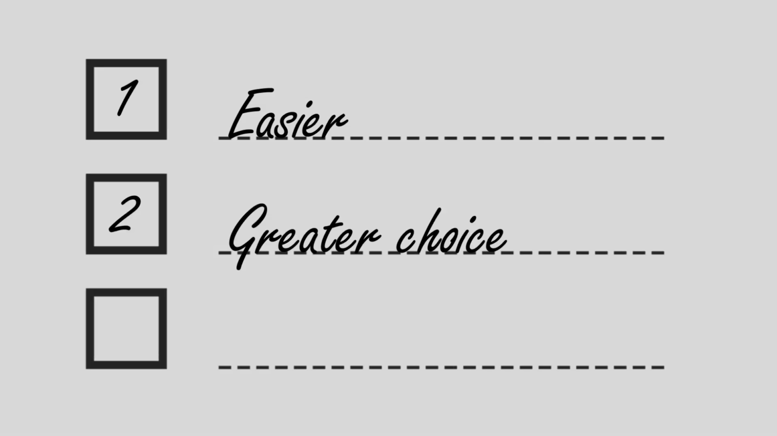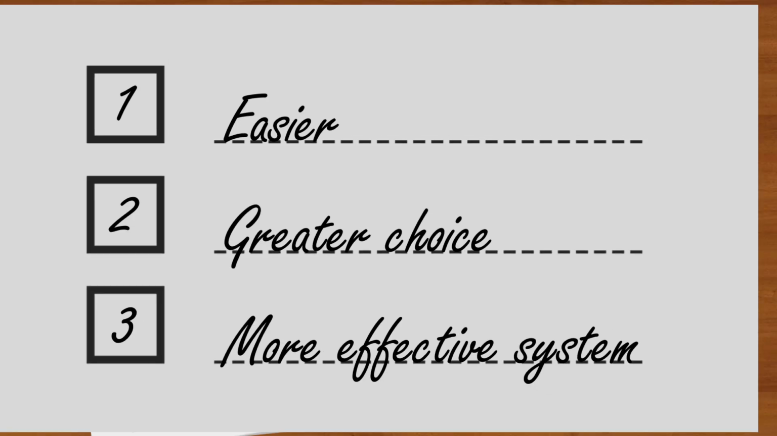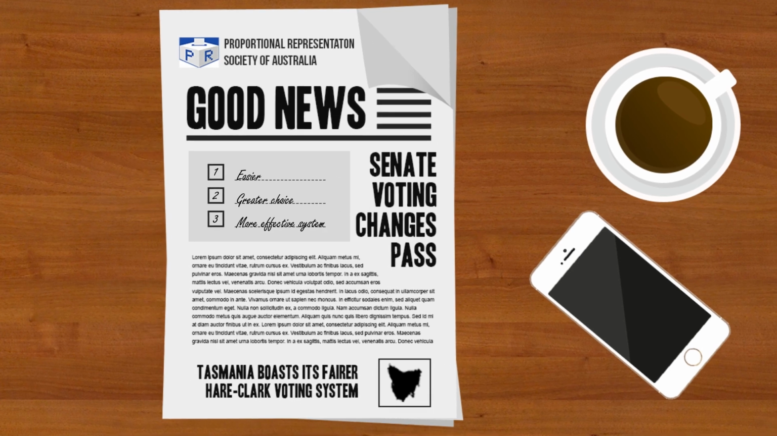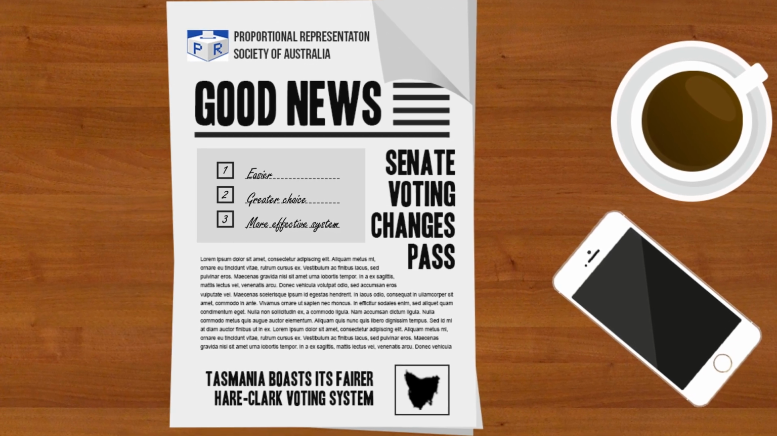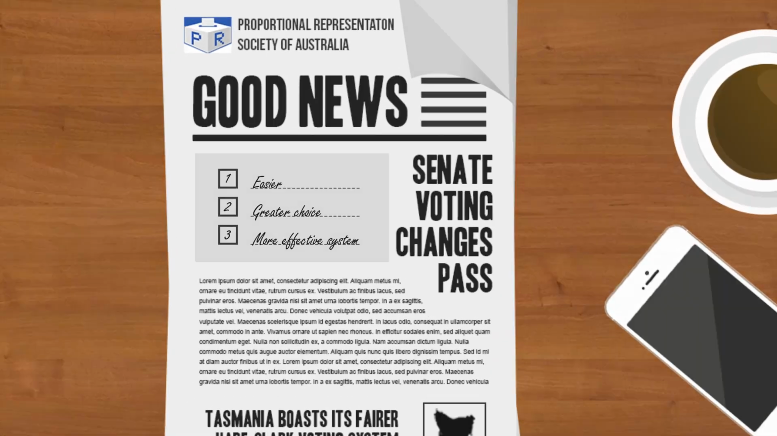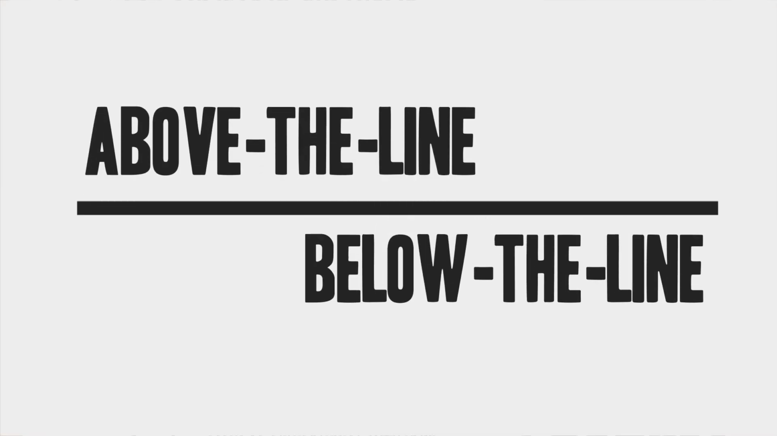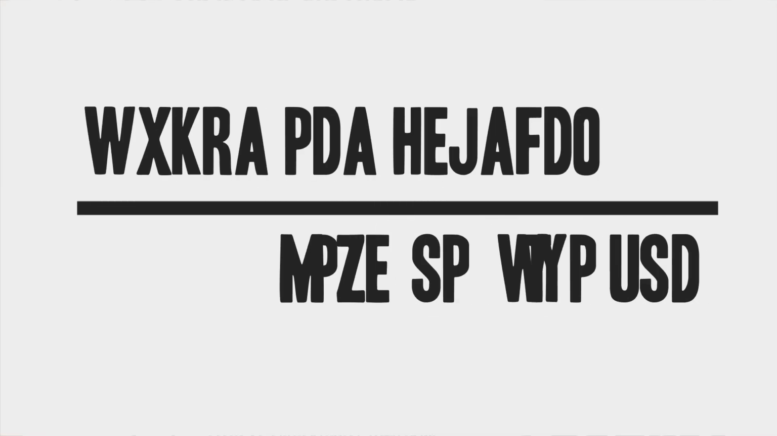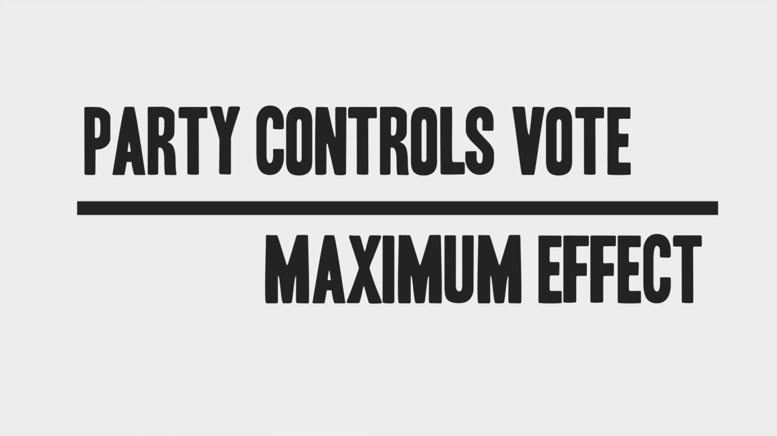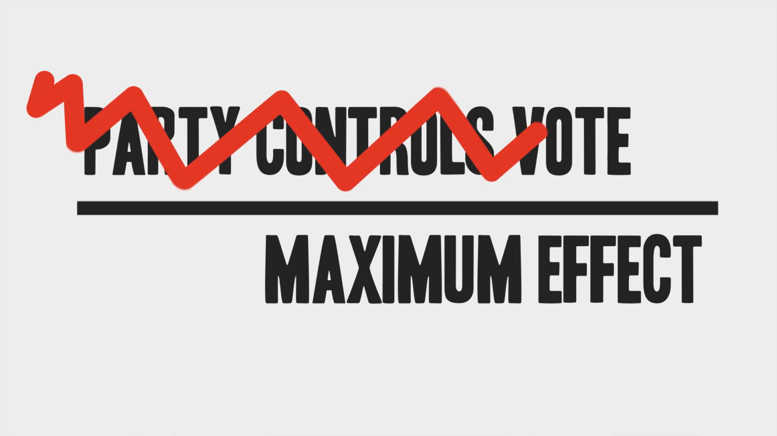Easier, greater choice, and a more effective system. Good news! Recent legislation has improved the way Australians elect their senators. Voters still have two options. If you vote below the line, you, the voter, have maximum effect on who is elected.